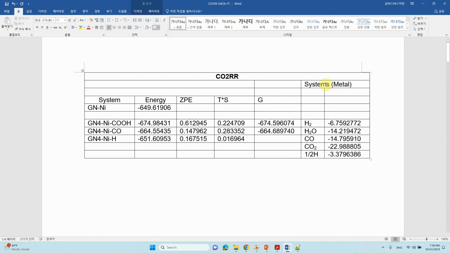Then you also need to optimize your small molecules, that is H2, H2O, CO, CO2. Small molecules are very important in order to calculate the CO2 reduction reaction. So these are the DFT energies you need to do. To optimize H2, I have made one more video especially for this, so you can follow that video on how to optimize the H2 molecule.